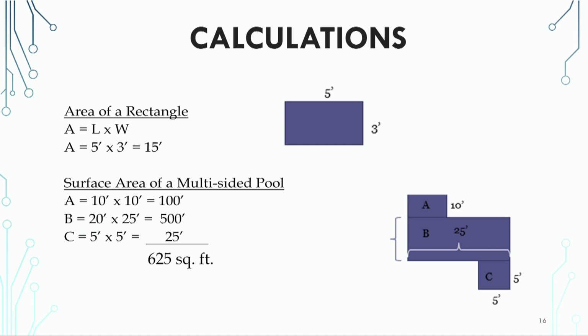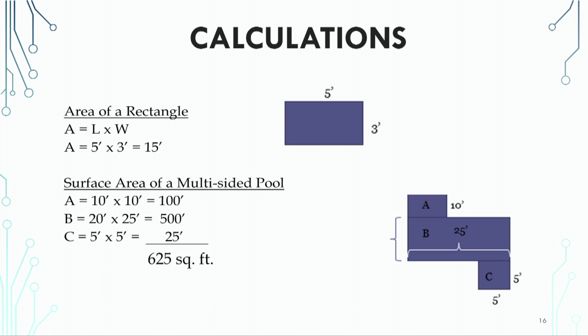If you want to, we can walk through this real quick. For the area of the rectangle, you see the length is 5 and the width is 3. So you take those, 5 times 3 is 15. That's your surface area.